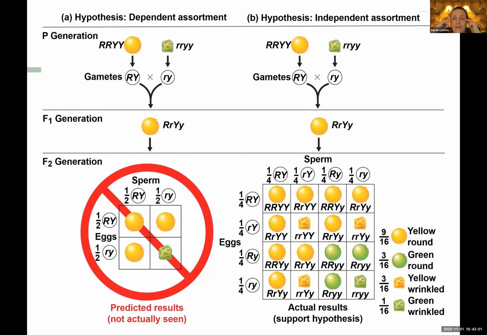Okay, so in this particular example for independent assortment, they're looking at two things. They're looking at seed color and seed shape.